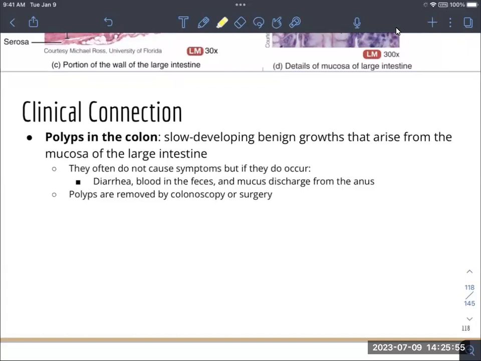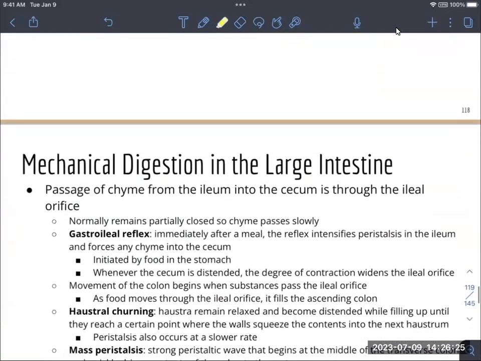Polyps. Polyps in the colon are just growths. They're benign. They usually do not have any symptoms, but sometimes they can cause diarrhea or blood in the feces. You can even get mucus discharge from the anus during defecation. You can remove them with a colonoscope or surgically if they're causing any problems.